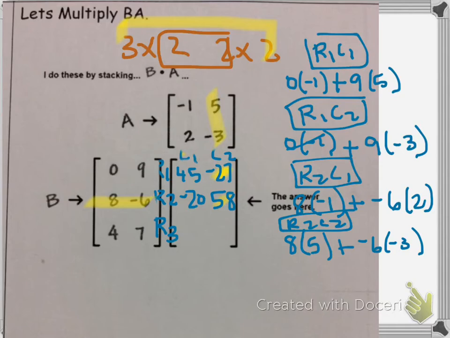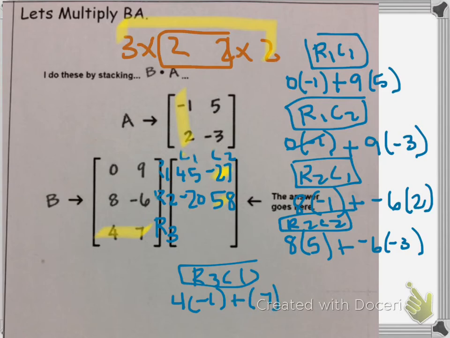Okay. Then we're going to do the next one. So row 3 times column 1. I'm going to erase these ones. Row 3, column 1. 4 times negative 1 plus 7 times 5. So a negative 4 and a negative 35 is a 31 for my number right there.